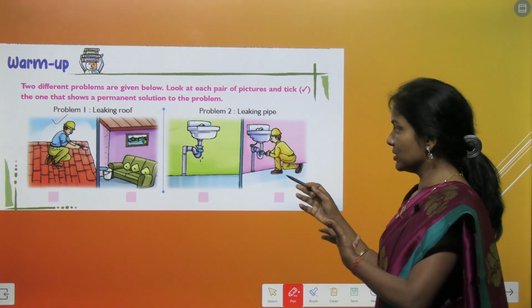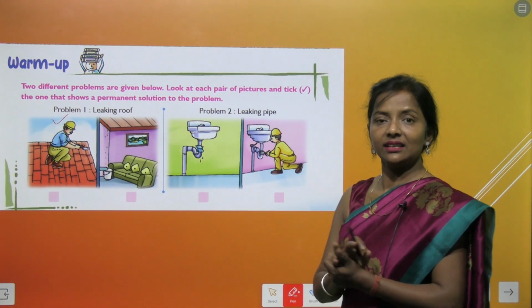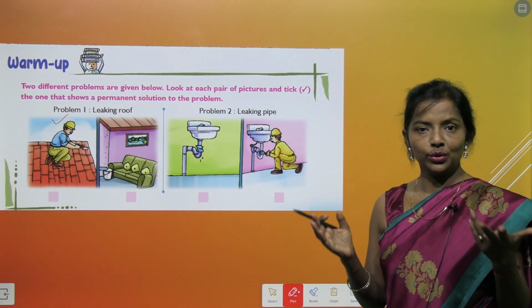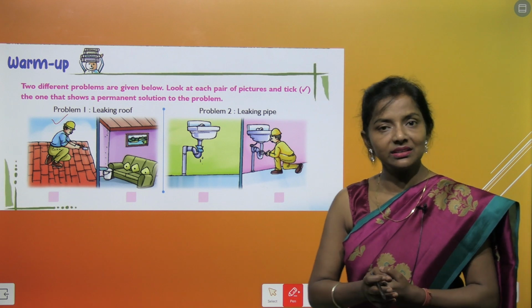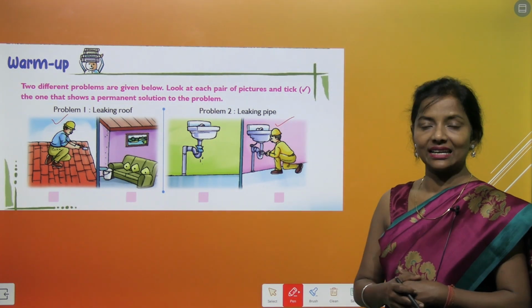The second solution is a plumber comes, a plumber has repaired that pipe, changed that pipe. So think over which is the permanent solution. The permanent solution to the problem is this second one.